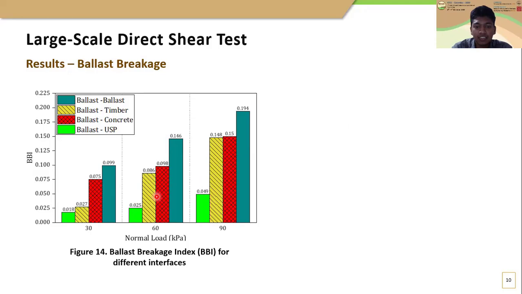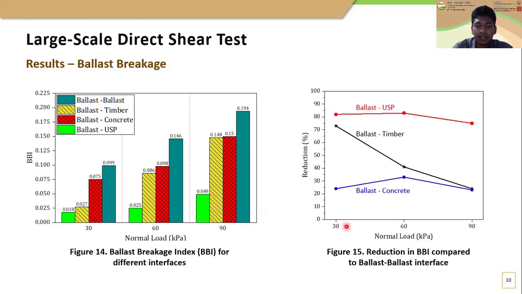According to that, the ballast sample exhibits the highest particle breakage, and the ballast under sleeper pad sample shows the lowest particle breakage. Also, the particle breakage increases when the applied normal load increases. Here you can see the reduction in ballast breakage index of sleeper ballast samples with respect to the ballast sample. About 80% reduction of ballast breakage can be observed for the ballast under sleeper pad sample.